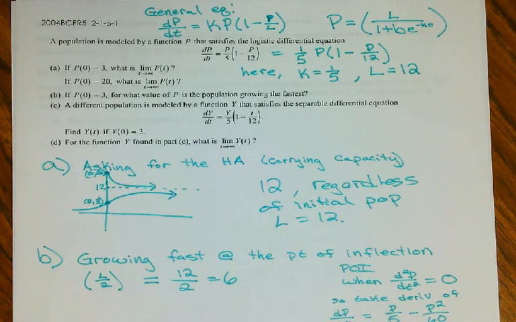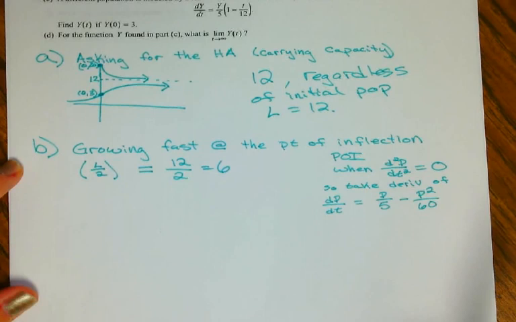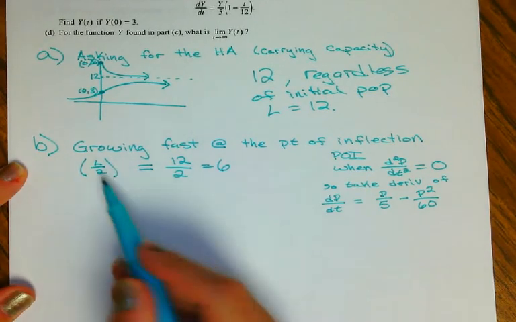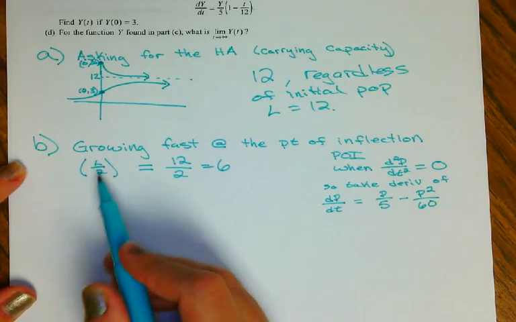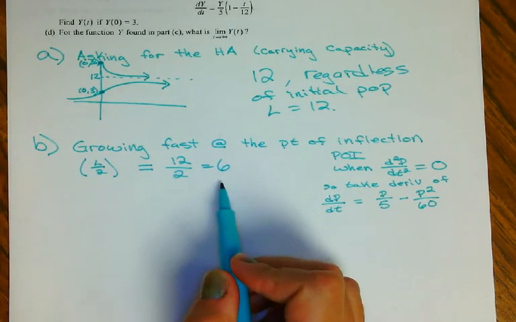Okay, in part B, they're saying if at time 0 the population is 3, for what value of p is the population growing fastest? There are two ways you can think about this. I know in class I had said it's growing the fastest at the point of inflection, and that's going to be where L, your carrying capacity, divided by 2. So you could have just done that and said 6.